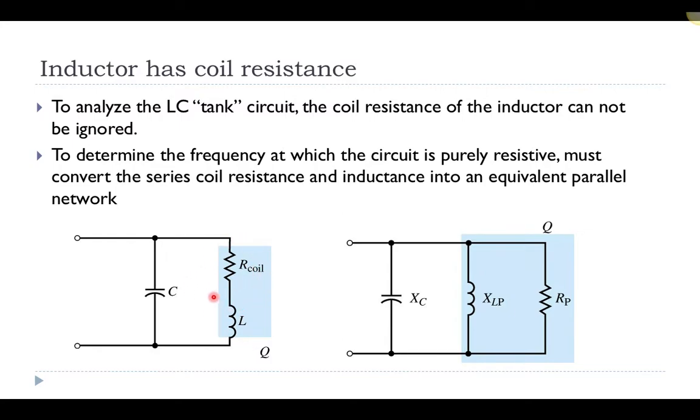Everything that's in blue here represents my actual inductor, and we model that actual inductor as having some inductance in series with resistance. What we need to do is convert that into an equivalent parallel circuit so that we can analyze this as everything being strictly in parallel. My goal would be to take this real inductor and convert it into having a parallel resistance and an inductive component.